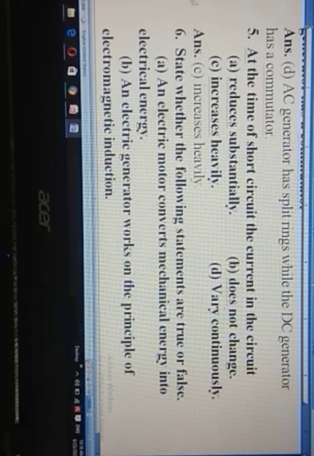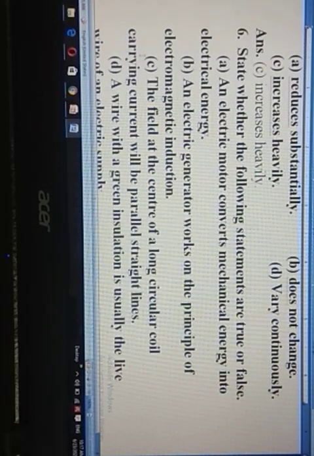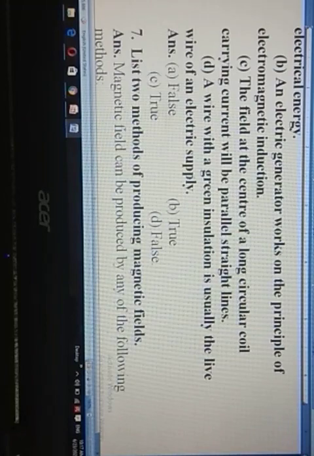Question number 6. State whether the following statements are true or false. A, an electric motor converts mechanical energy into electrical energy. Number B, an electric generator works on the principle of electromagnetic induction. Number C, the field at the center of a long circular coil carrying current will be parallel straight lines. Or number D, a wire with green insulation is usually the live wire of an electric supply. The answer will be false.